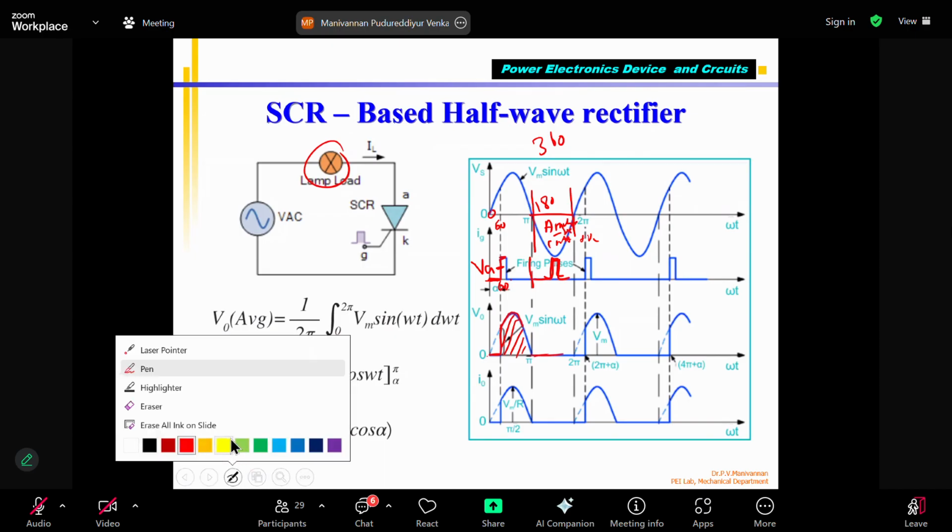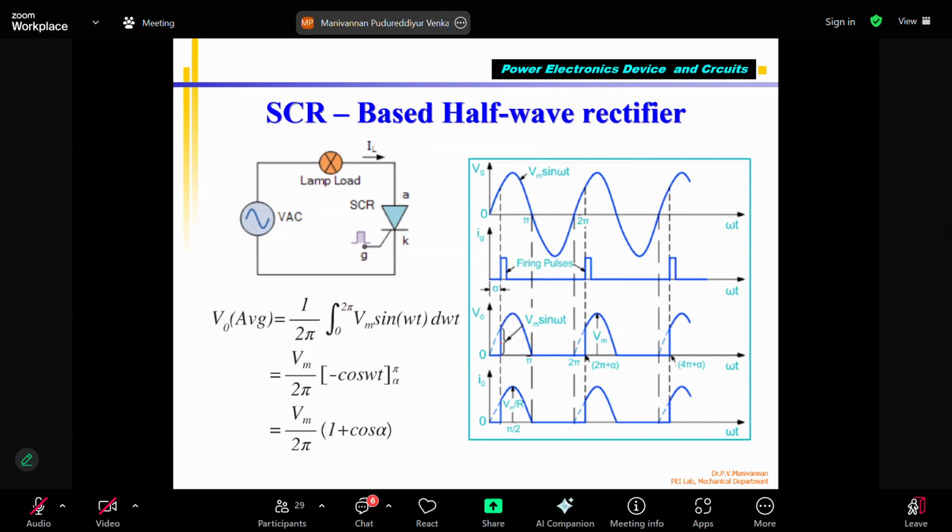What I can do is give different angles. Correct? Instead of here, if I give a gate pulse here after, for example, 100 degrees, for 0 to 100 degrees VG is 0. After that I give this pulse, not here. Then what will happen? My SCR will start conducting in this region only. Again, this region only. You can see that it is less than before.